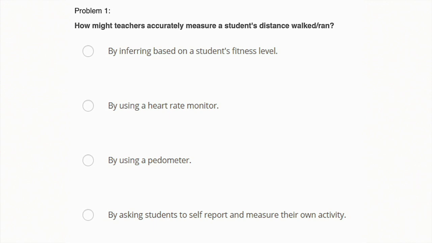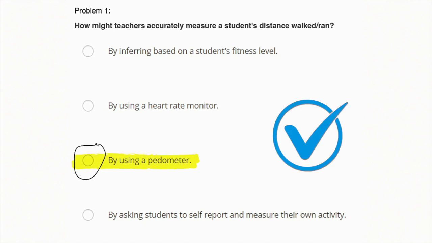All right, problem one is asking us, how might teachers accurately measure a student's distance walked or run? Okay, well, to measure distance, there are devices that do that. So let's look at the answer choices. By inferring based on a student's fitness level, by using a heart rate monitor, by using a pedometer, or by asking students to self-report and measure their own activity. The best thing that we can do is use a pedometer. That counts steps and can be used to measure the distance that has been walked or run.